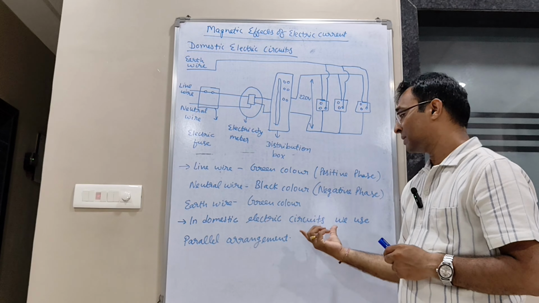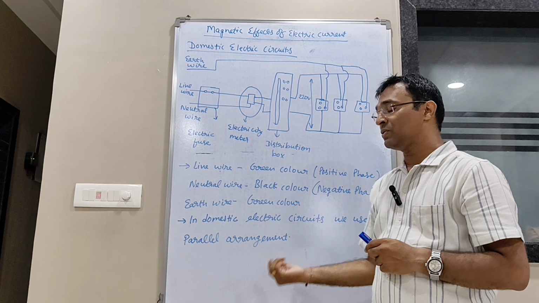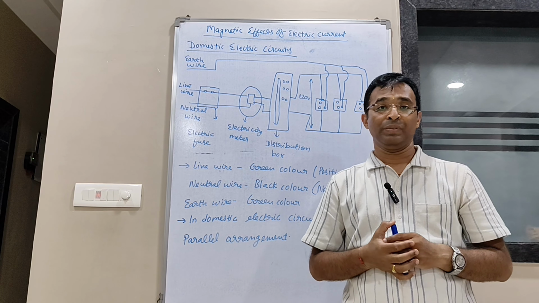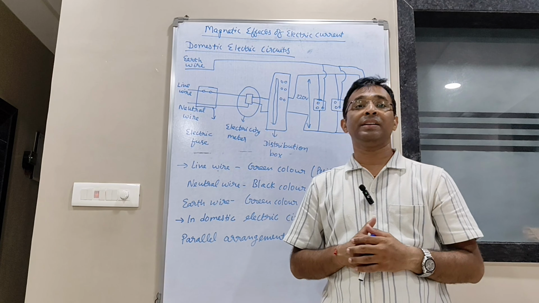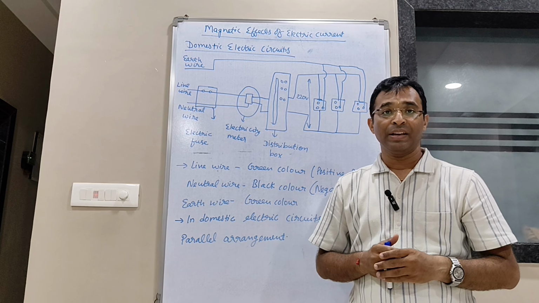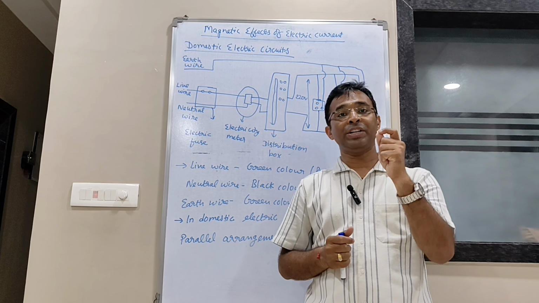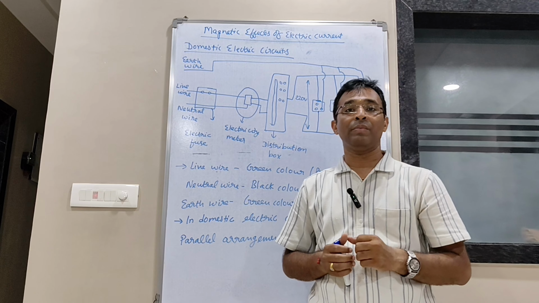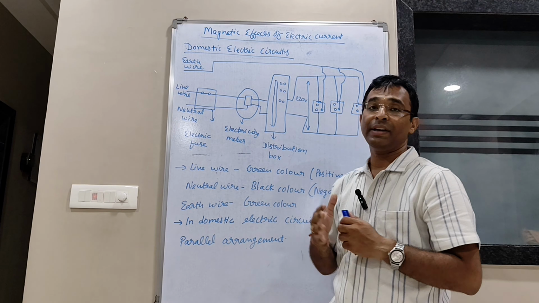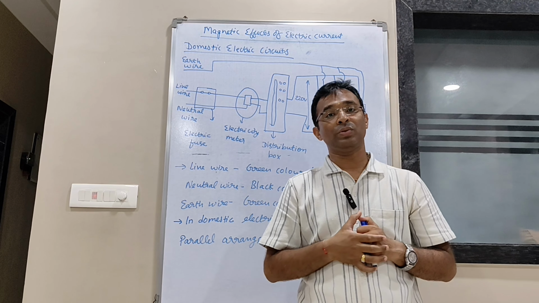Next, in a domestic electric circuit we use parallel combination. What are the advantages of the parallel combination which we have studied in the electricity chapter? In parallel combination, the voltage remains the same, and that is one of the most important points why parallel combination is used in our day-to-day household appliances.